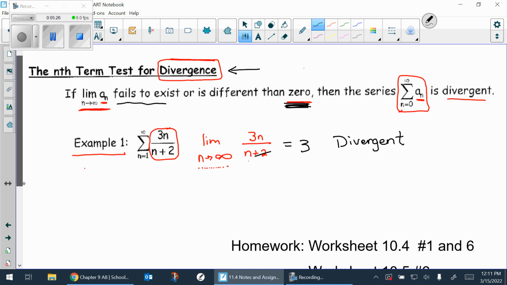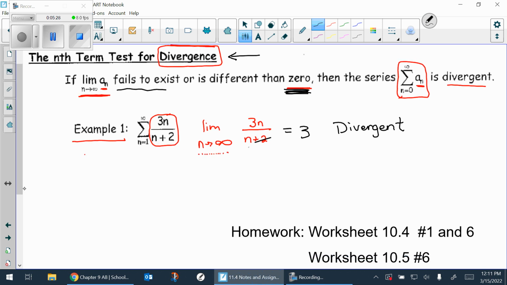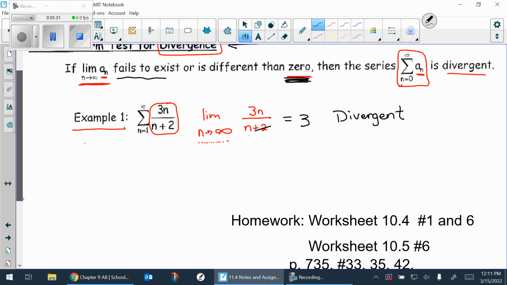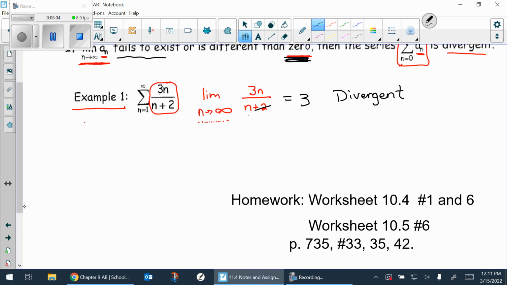So, to practice this nth term test, we are going to look at two different things. Towards the end of our packet, on like the second last page of our packet, there's Worksheet 10.4, I think it might be called, and Worksheet 10.5. And on Worksheet 10.4, I want you to do these two questions. And on 10.5, just a single question. And then in the book, a couple more ways of practicing our nth term test. So that is the homework for nth term, and we'll practice that skill.